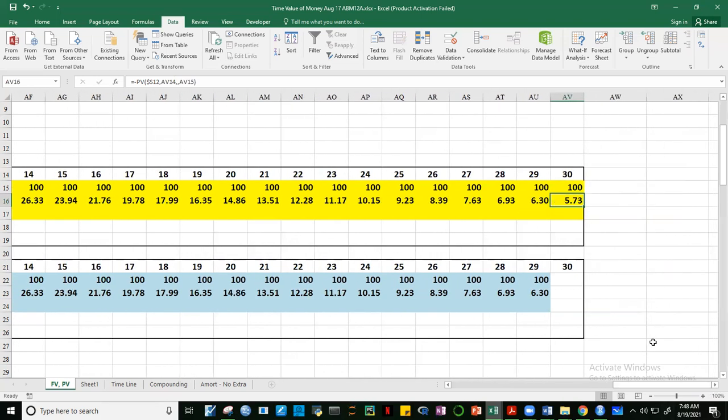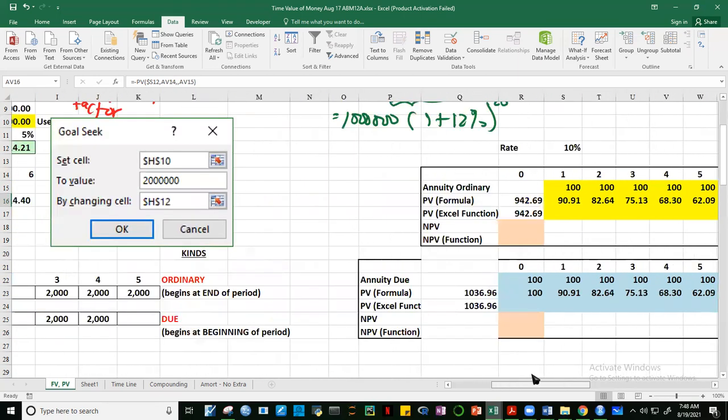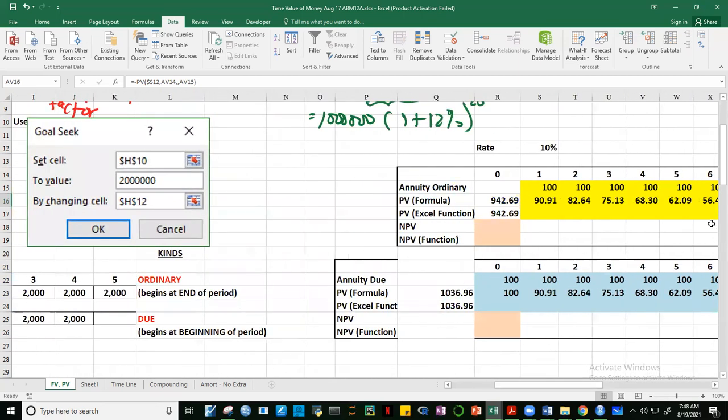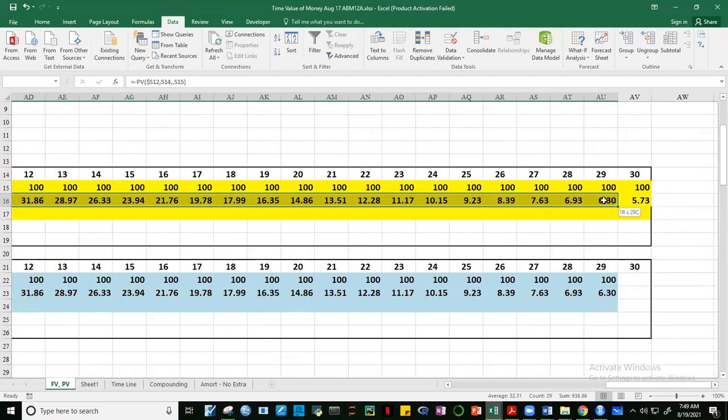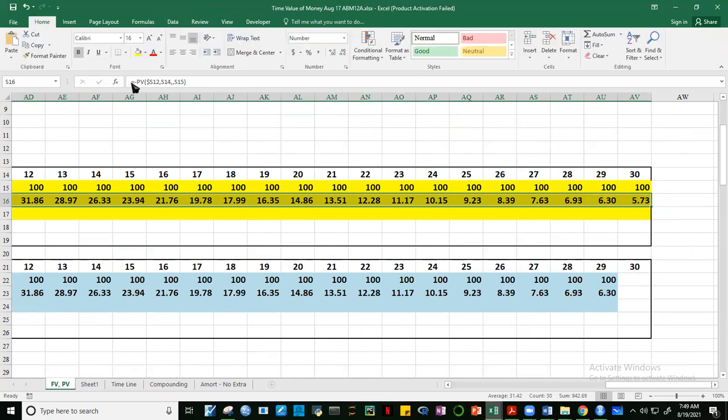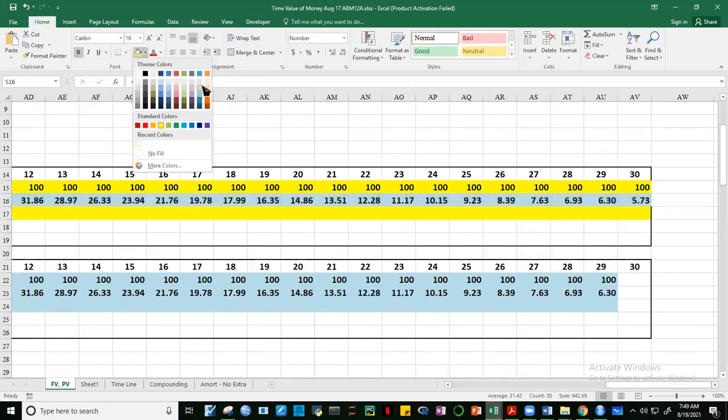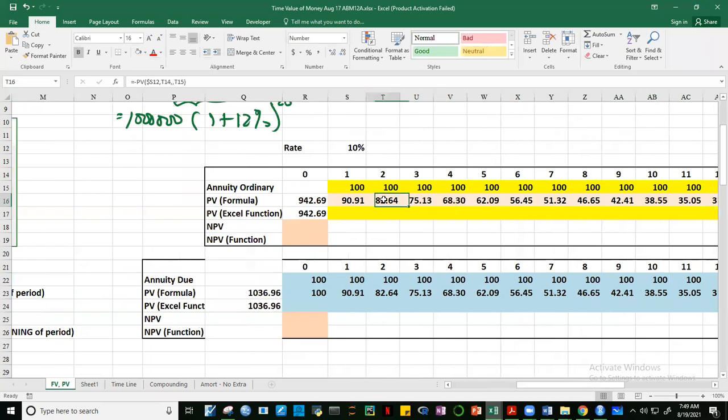Okay, and these present values, we can add them already, guys. We can add them because they are present values. These 100s here, we cannot add. Otherwise, we will be violating the time value of money.